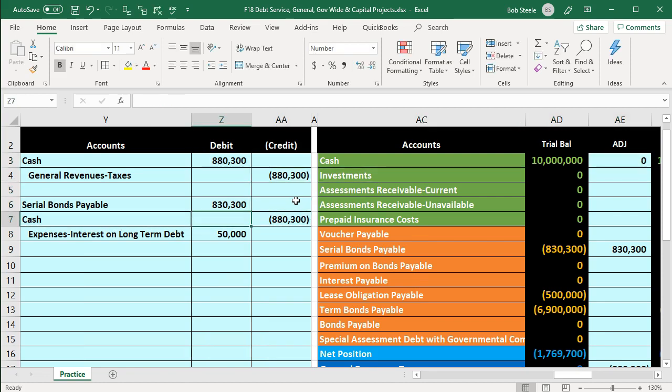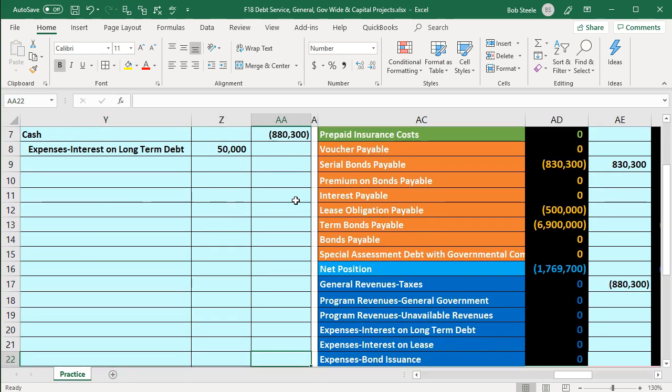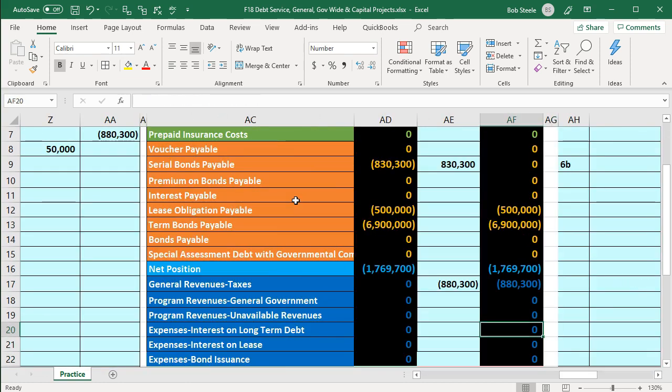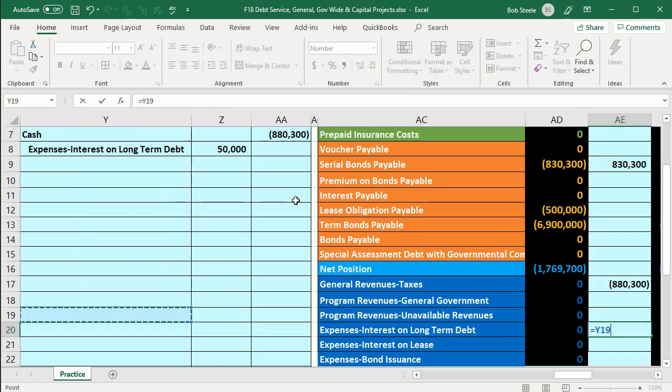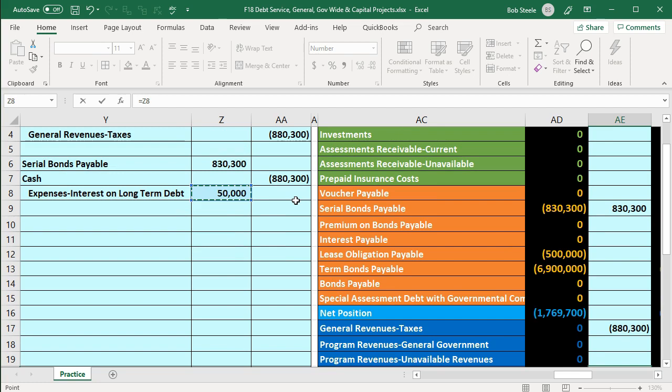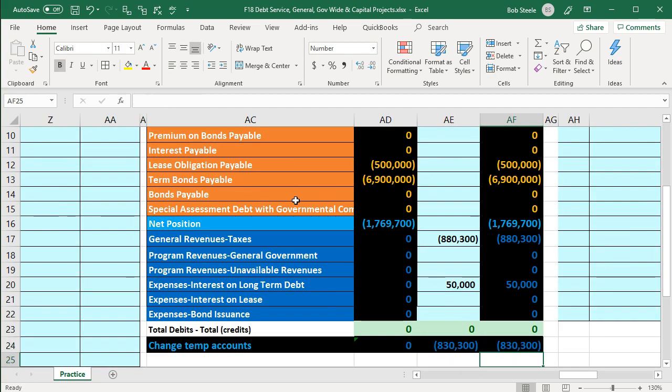And then we have the expenses, interest, long-term debt. We are in AE20. Equals, and we'll scroll back up and we will pick up that amount, and that then puts us back in balance.